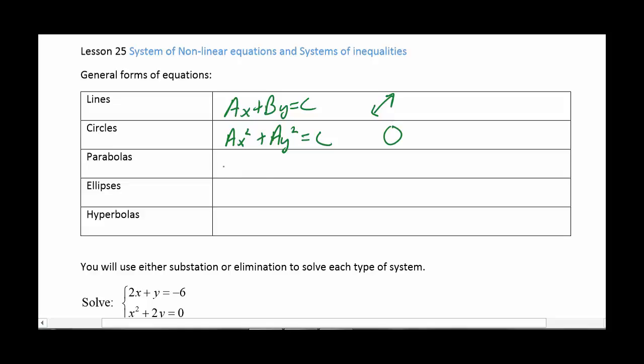Parabolas have one of the variables squared, so it could be on the x or it could be on the y, and they look sort of like a U shape. And again, that's not something we address in detail in college algebra. We do a little bit with parabolas as far as transformations go.